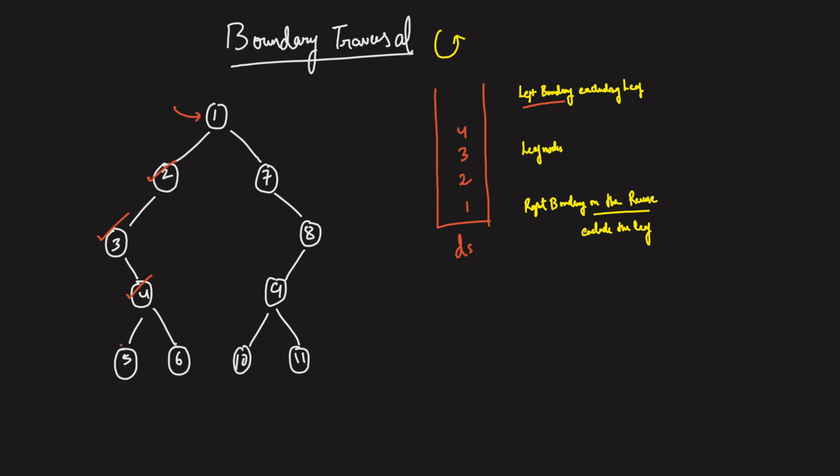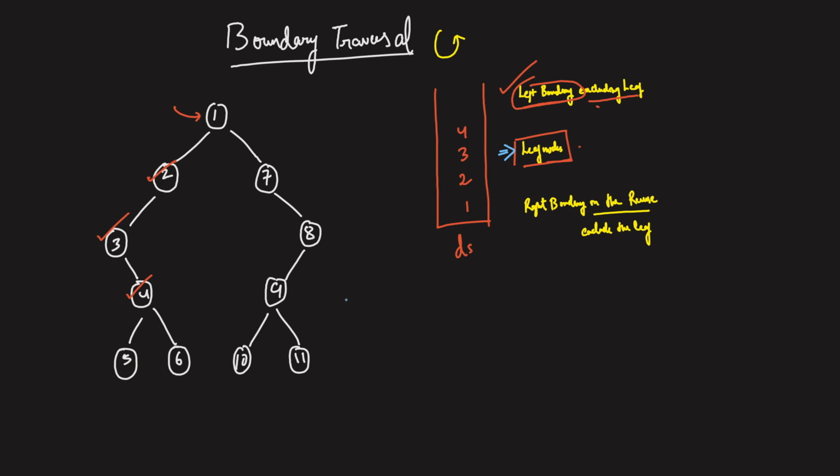Next, does there exist a left of 4? Yes, 5. But the moment you see that, it's a leaf node. We see that it's a leaf node, right? 5 is a leaf node because it doesn't have a left, neither does it have a right. So it's a leaf node. And I want the traversal excluding leaf, the left boundary excluding leaf. So can I say I have actually gathered my left boundary excluding leaf. So the left boundary traversal has been completed. That's time for the leaf nodes.